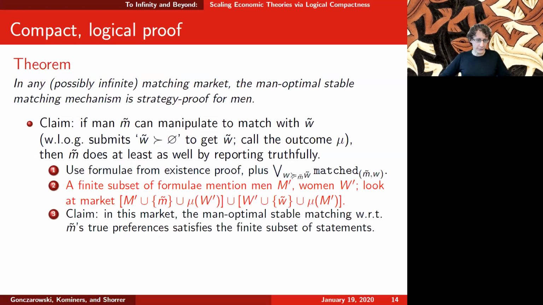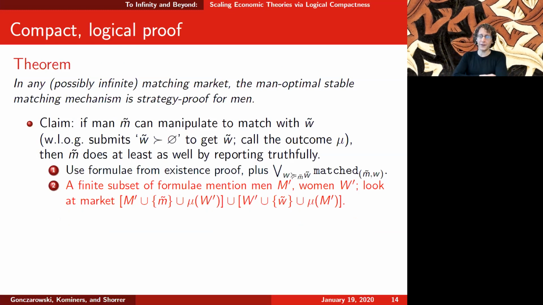If I restrict to a finite subset of these now infinite formulae, so we had the same infinite set we had before plus one, so it's still infinite. But if I take any finite subset, it's going to mention at most a finite set of men and women, M prime and W prime. Before we just looked at that submarket, but now we're going to look at the submarket that contains M prime, M tilde, all the men who are matched to women in W prime under this mu object, and analogously W prime, W tilde, and all the women who are matched to men under mu.